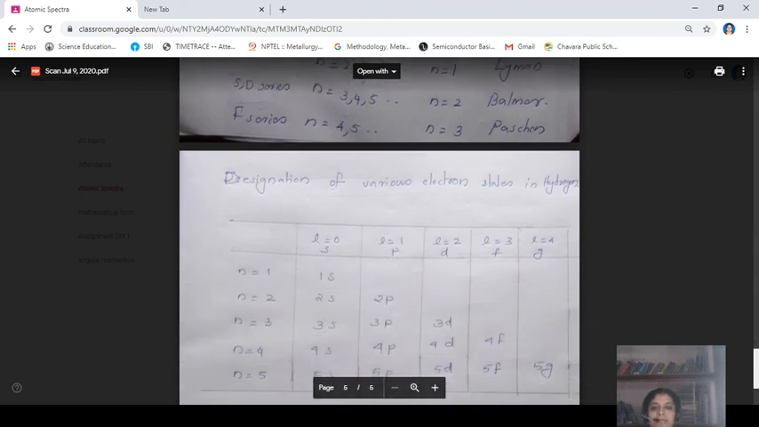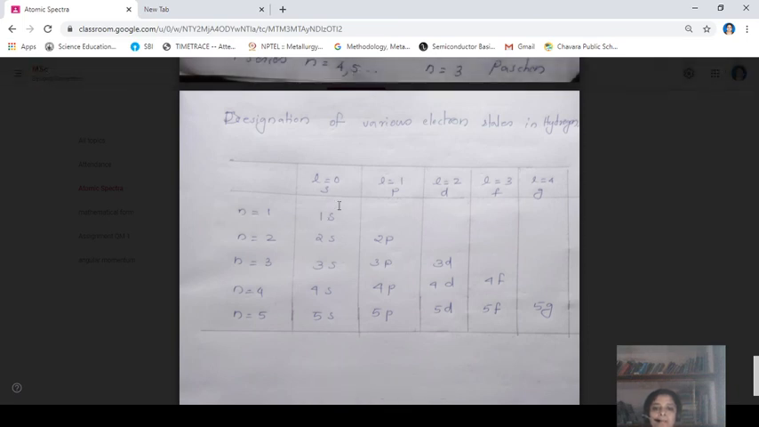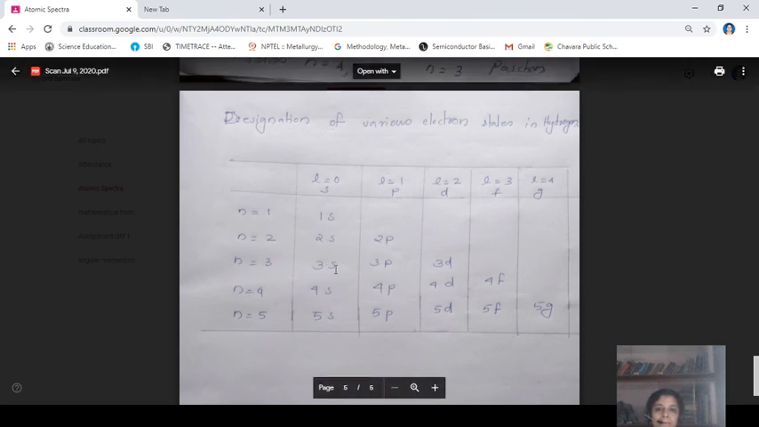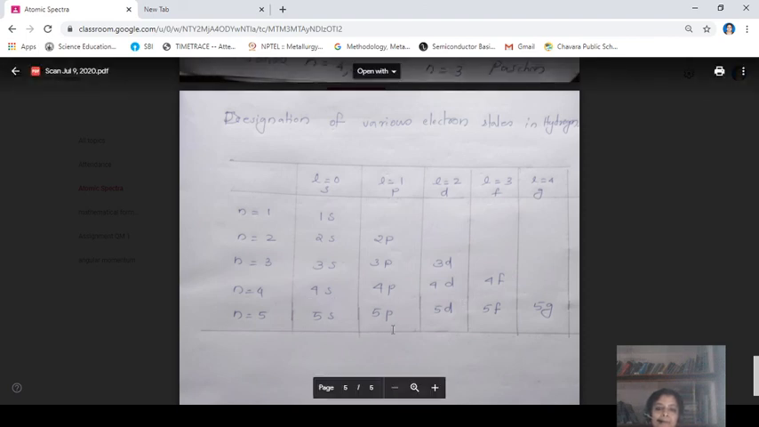Now we can designate the various electron states in hydrogen. For n equal to 1, L equal to 0, and the state is the 1s state. n equal to 2, you have 2s, 2p. n equal to 3, 3s, 3p, 3d. n equal to 4, 4s, 4p, 4d, 4f. n equal to 5, 5s, 5p, 5d, 5f and 5g. So these are the various states and the designations.